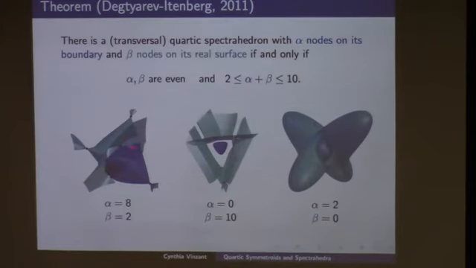So here are some examples. Here we have lots of nodes on the surface and 2 nodes off. Here we have no nodes on the spectrahedron and lots of nodes off. 2 nodes on the spectrahedron and no nodes off. And there's more. But there's always at least one real node somewhere on the surface. And then 2 generically, because complex things come in even numbers.